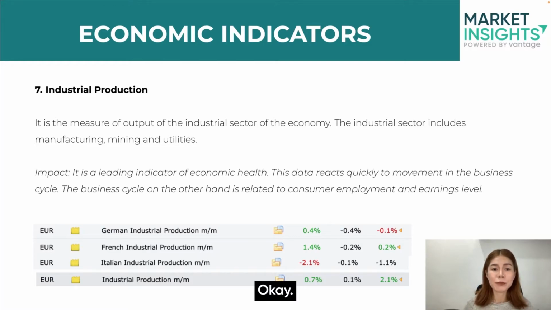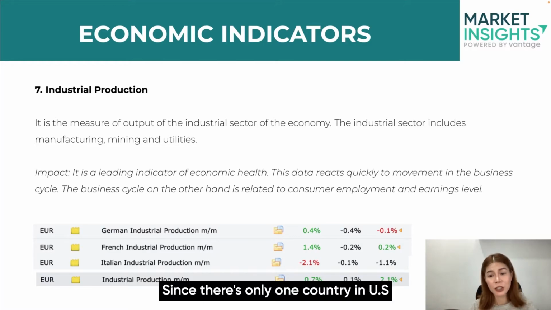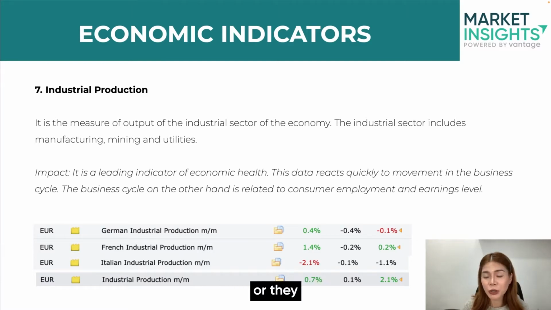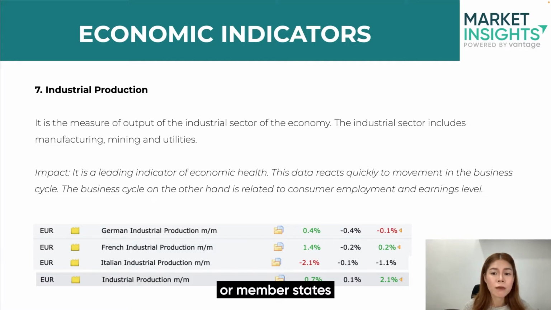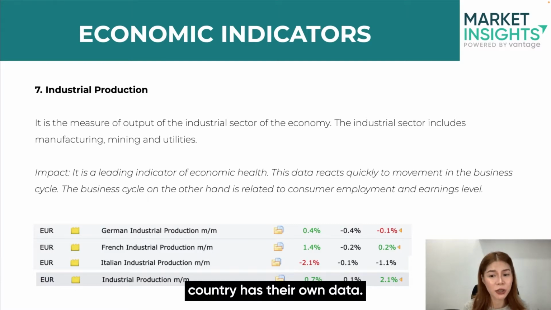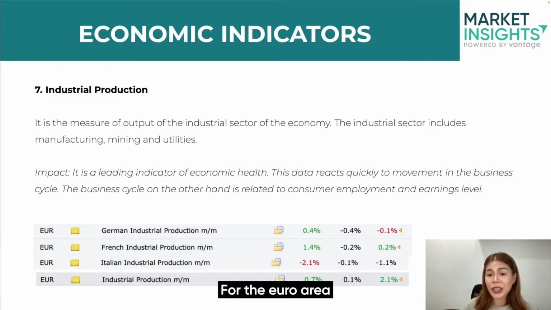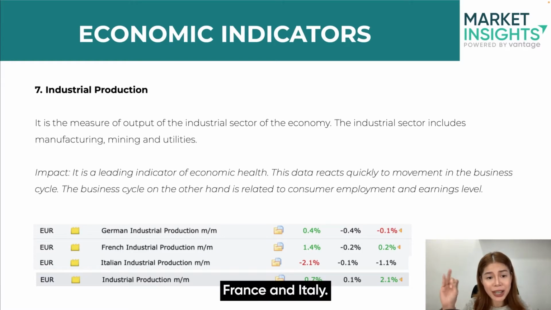Okay? For countries such as the US, since there's only one country, you only see one data. But within the Euro area, they have a lot of member states. Therefore, there are multiple versions of data. Each country has their own data. How do we analyze this kind of data? For the Euro area, there are 3 major economies: Germany, France, and Italy.